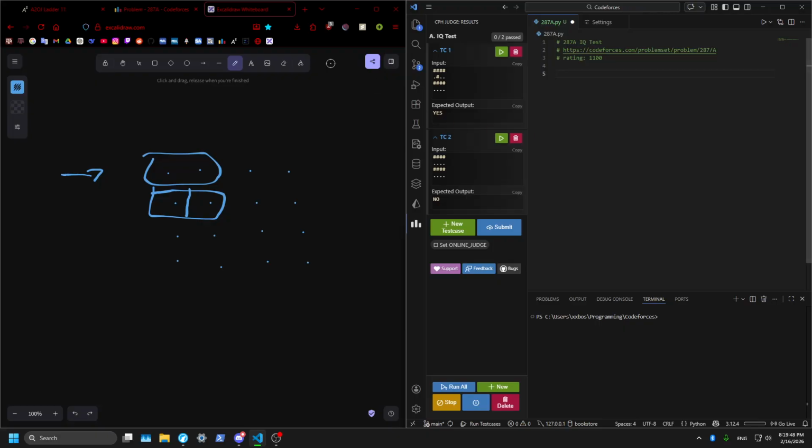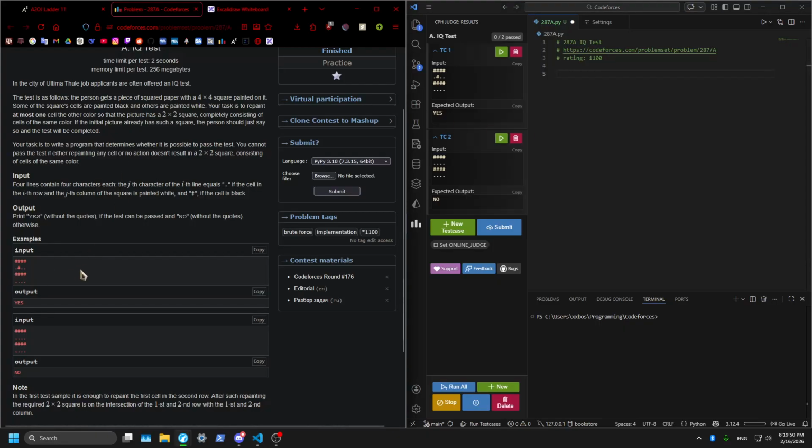Okay, so what are we taking in? Square of paper. Okay. 4.